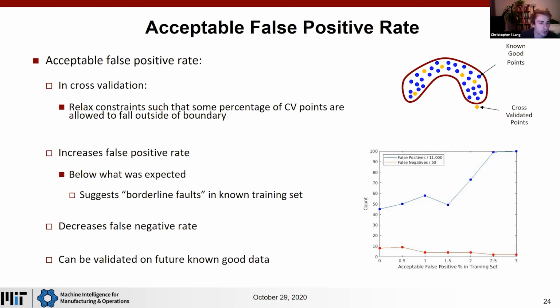And sort of what was a little bit interesting is that the actual true false positive rate was lower than what we expected based on the acceptable false positive rate. And so without going too deep into this, I think that sort of suggests that there were a lot of these borderline faults in the training set, which we really shouldn't have been using to evaluate the likelihood of new incoming points.